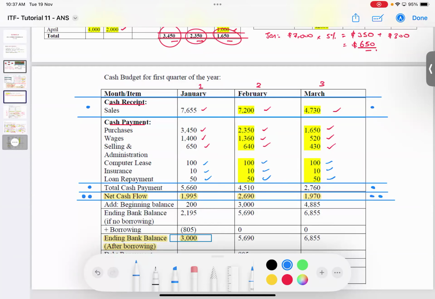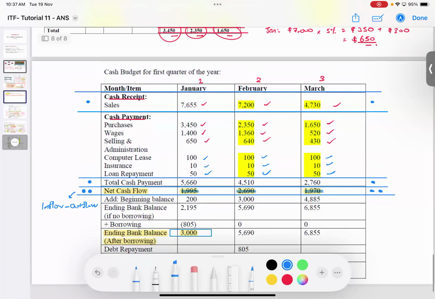How do you get net cash flow? You use this one minus this one. So remember, net cash flow, you use inflow minus outflow. Okay, so you get the values here.